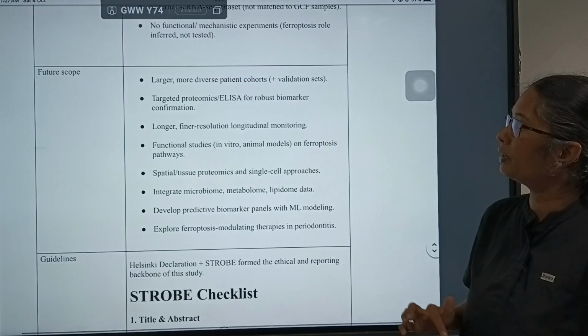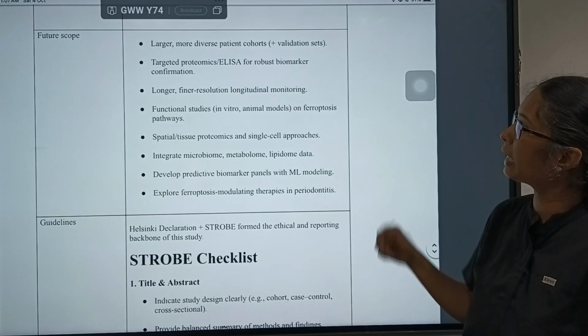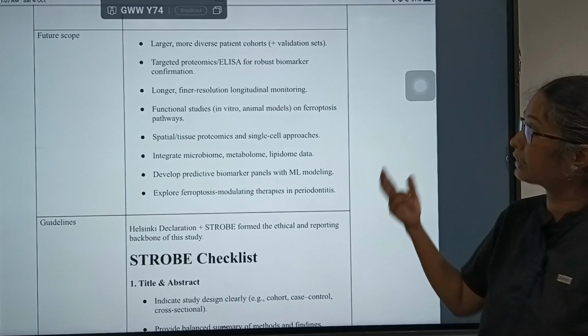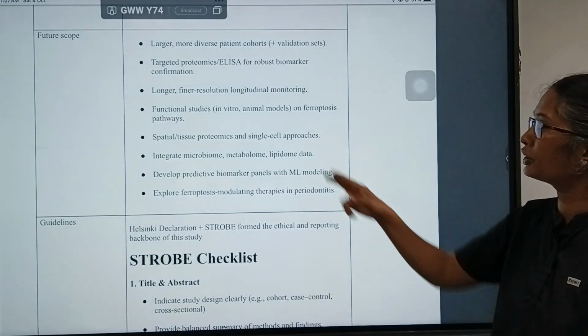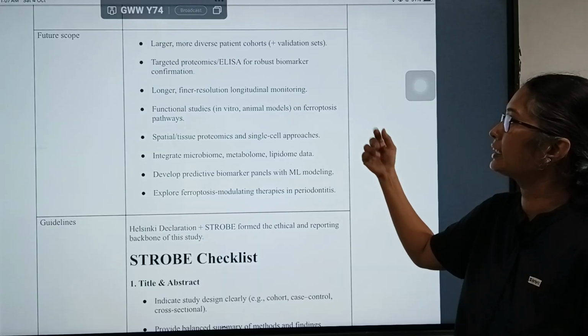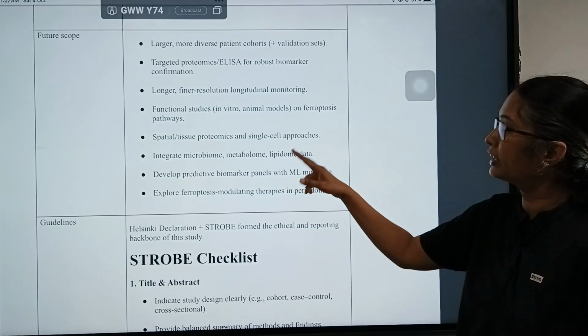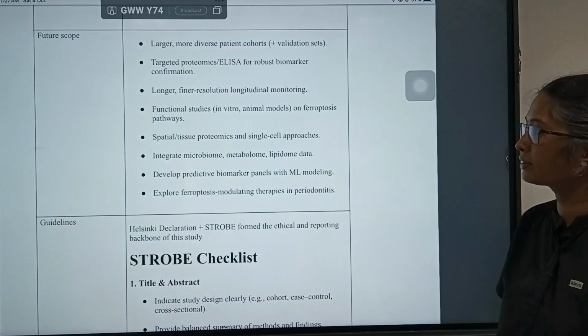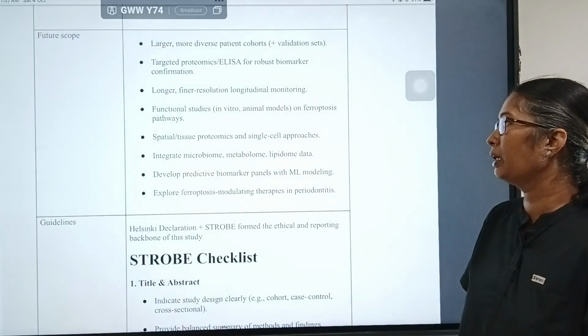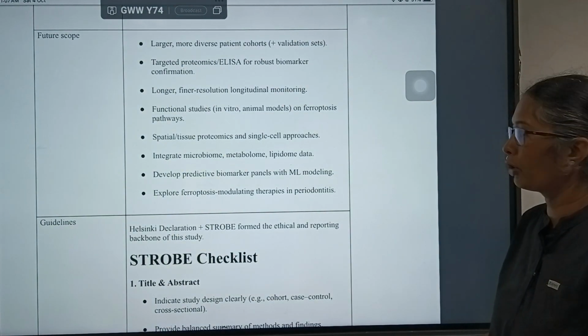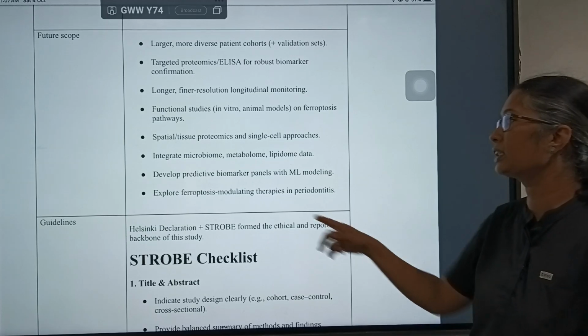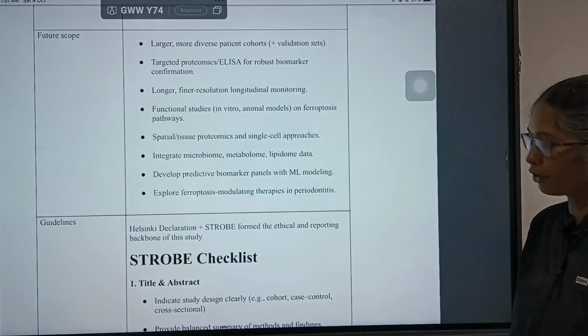And the future scope would be larger sample size, targeted proteomics, and ELISA for robust biomarker confirmation, longer, finer resolution longitudinal monitoring, functional studies on ferroptosis, spatial and tissue proteomics and single cell approaches, integrating microbiome, metabolome, and lipidome data as well, and developing predictive biomarker panels with ML modeling, and exploring ferroptosis-modulating therapies in periodontitis.